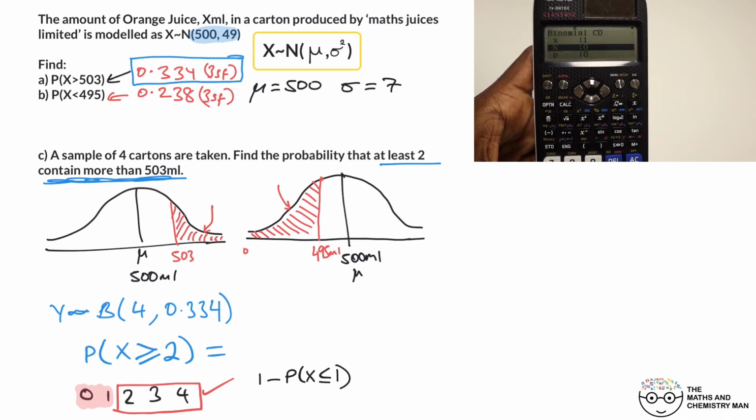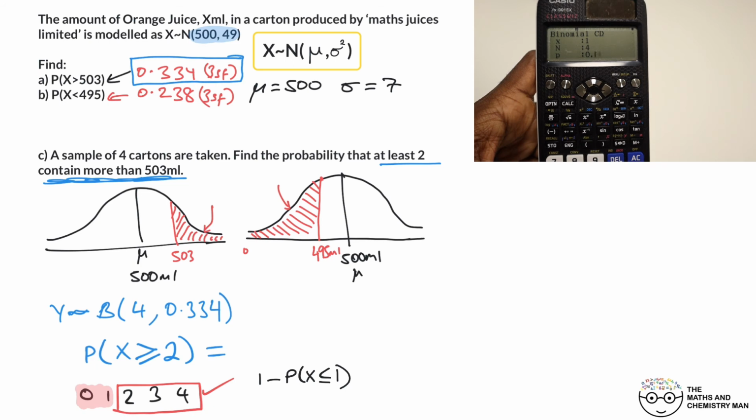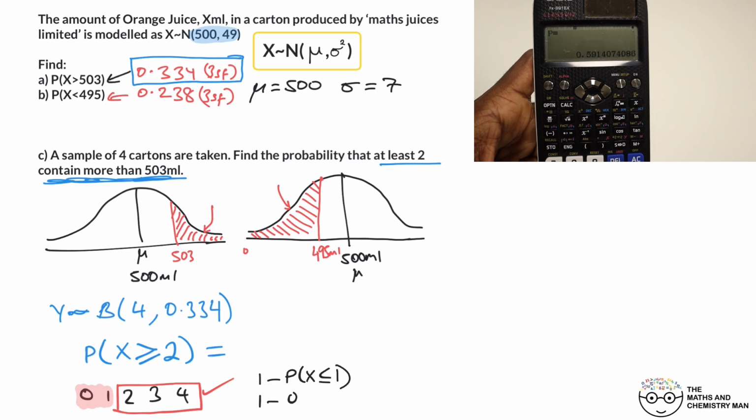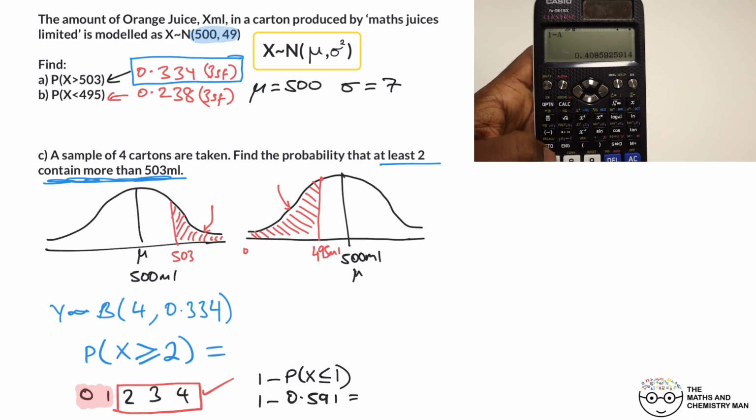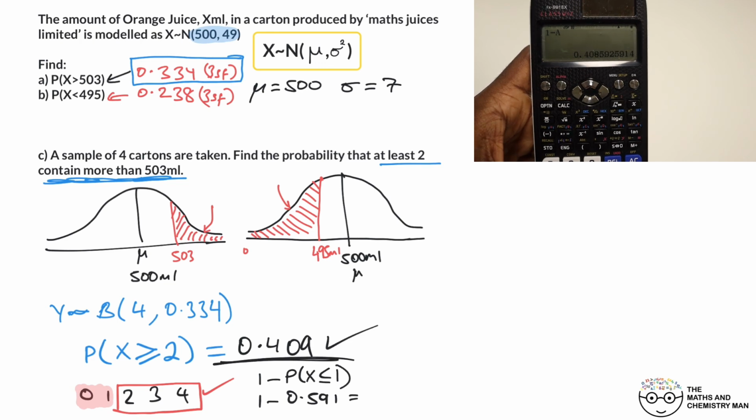Because remember, binomial CD gives you probability up to and including a certain value. N is going to be 4, and the probability there is 0.334. There we go. And so what we need to do is 1 subtract 0.591. And then we'll store that as A back here. And then we do 1 minus A. And there's our value. There it is. So we'll have 0.409 is what we'll go with. And there's our answer. Fantastic.